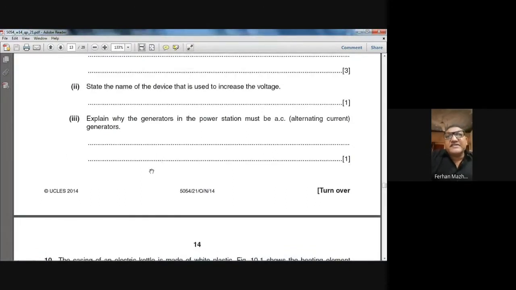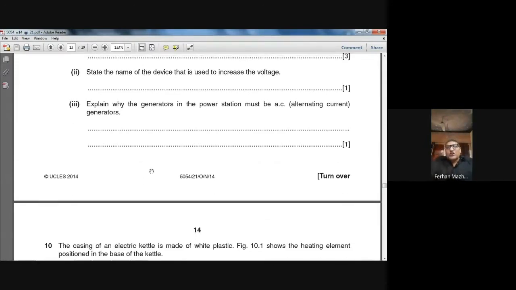explain why the generators in the power station must be AC alternating current generators. You know, the transformer only works on an AC supply. In the primary coil of the transformer, we need to provide alternating current, and then the transformer will induce EMF in the secondary coil. So that's why the generators in the power station should be producing alternating current.